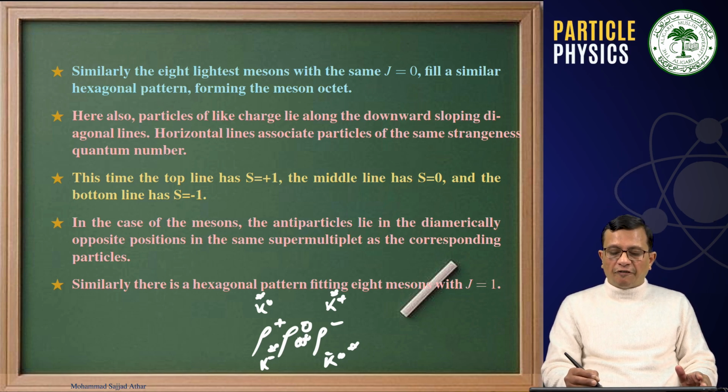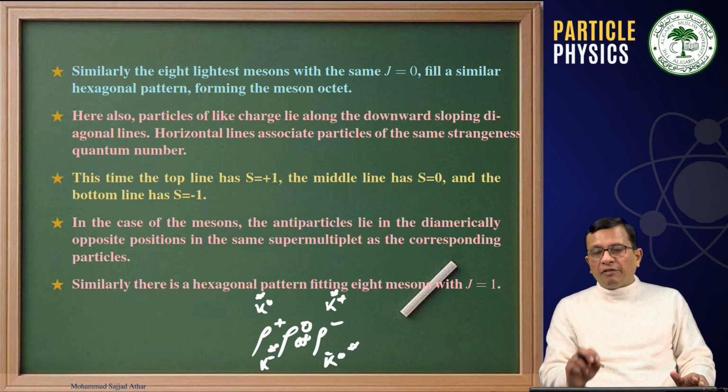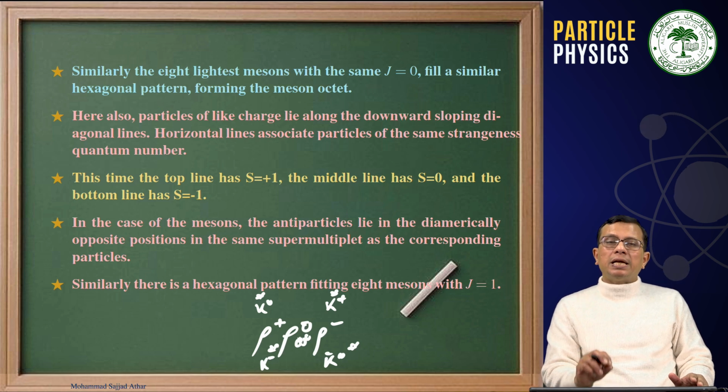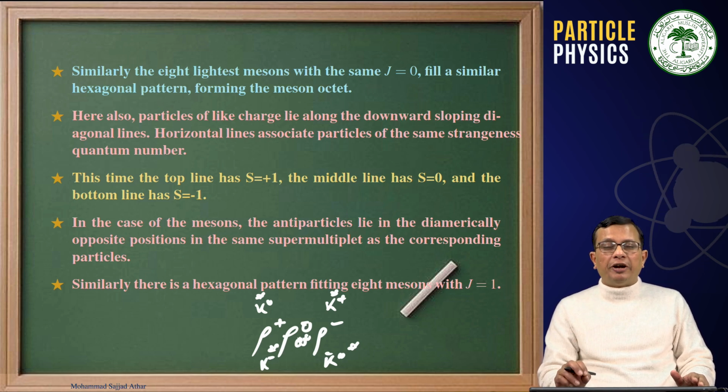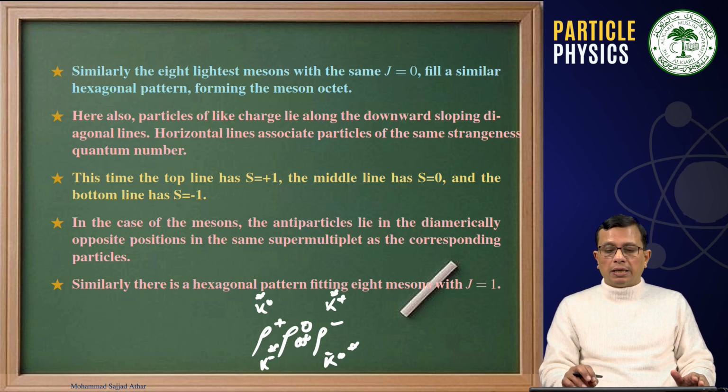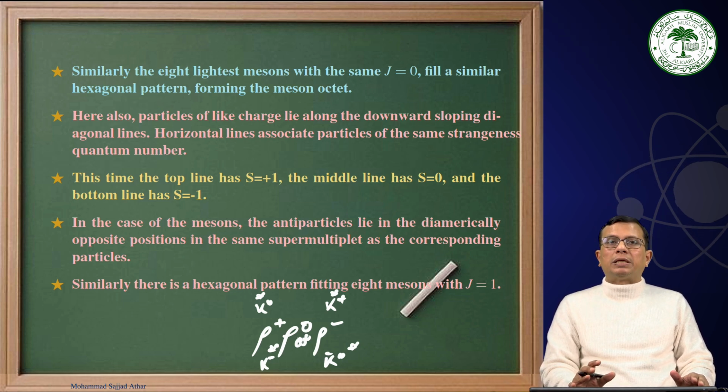Again, an octet of 8 particles. We have to remember that K plus is entirely a different world from K plus star, because K plus is a spin 0 particle, while K plus star is a spin 1 particle. Therefore, K plus has nothing to do with K plus star. We should not get confused by the name.